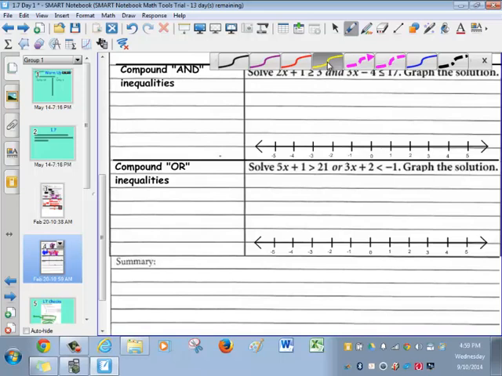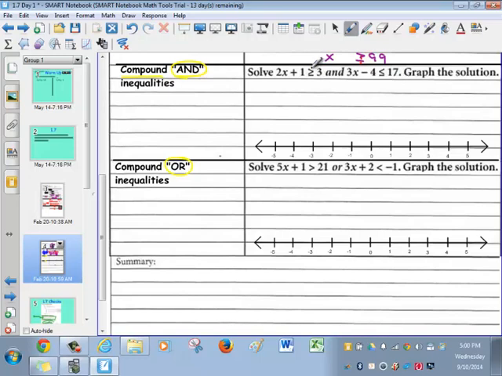Okay, we are going to talk about one more topic in this lesson. It's called compound inequalities. There are two different types of compound inequalities we're going to deal with: the and inequalities and the or inequalities. I'm going to distinguish those in these two problems. So we want to solve 2x plus 1 is greater than or equal to 3, and 3x minus 4 is less than or equal to 17. We're going to solve those and graph the solution.